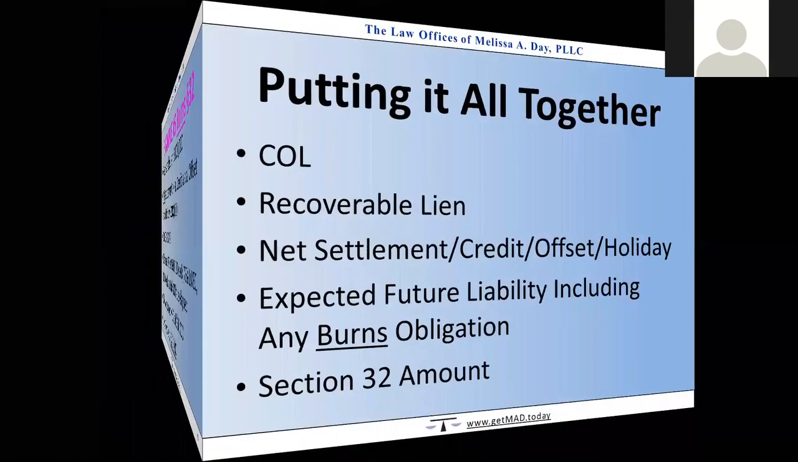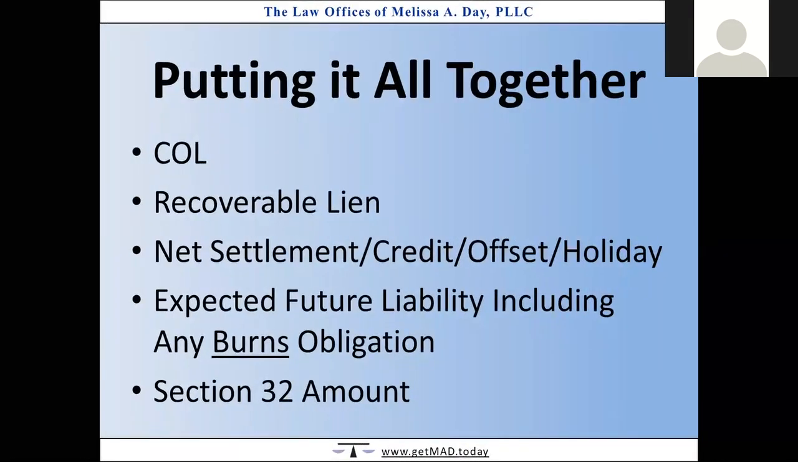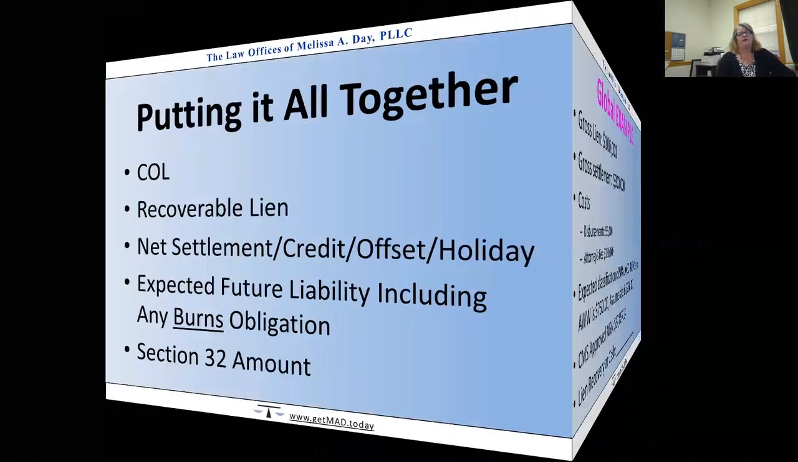Got it. Let's put it all together. To start from the beginning, when you're looking at your third party recovery and settlement, the numbers you need to really know in order to calculate the amount of a Section 32 you'd be willing to do are the cost of litigation, the amount of your recoverable lien, the net settlement to the claimant, or the credit, or the offset, whatever terminology you like to use except for lien, and your expected future liability, including any Burns obligation. That will give you your Section 32 amount.